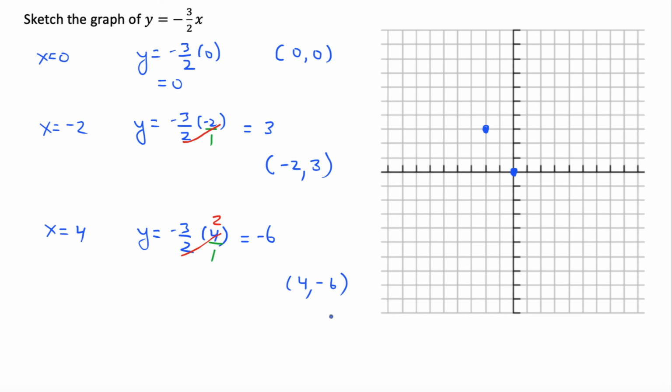And what about this one, 4, -6? This says we're going to move to the right 4 units, and then we're going to go down 6 units. So these are the 3 points that we've selected, and we've done this correctly, right? So we should see that these points do line up, and when you connect the dots, you get a line. So this line represents all the ordered pair solutions to this particular equation right here.